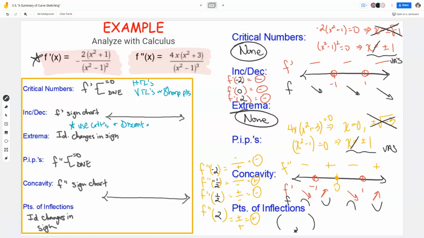Where are there not points? That's an asymptote. That's an asymptote. These are not points of inflection because these are not points. What's the only one that's a point? Booyah. He's my only point of inflection.